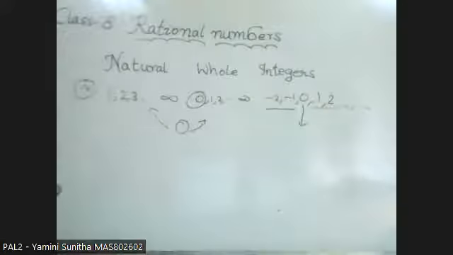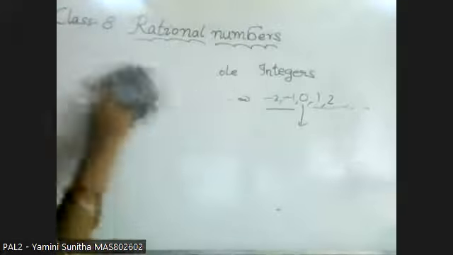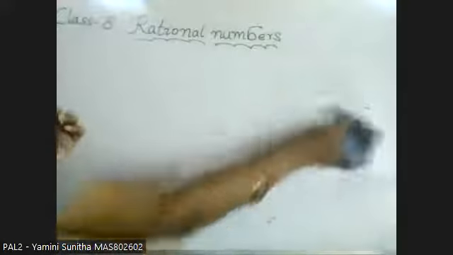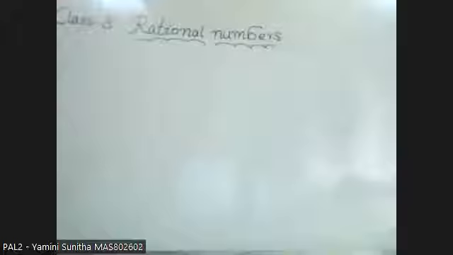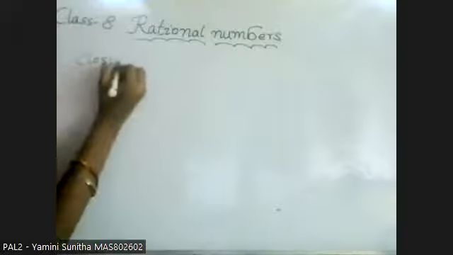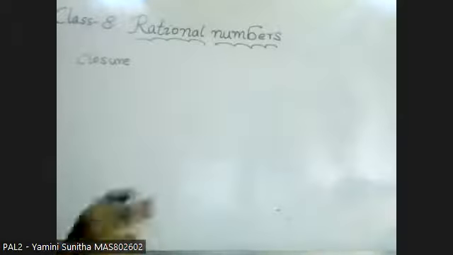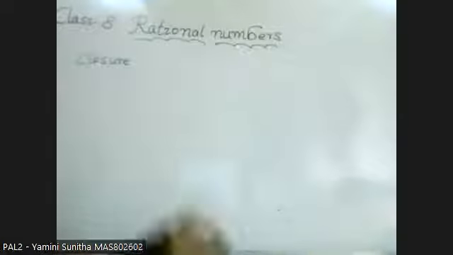Now we will be having four types of properties in maths, as you all know: closure property, commutative property, associative property, and distributive property. So what is closure property? Let us revise. Closure property means if you add two numbers from any number system, we should get a number in the same number system.